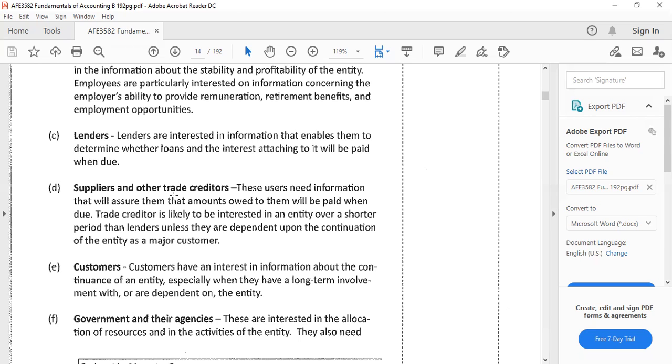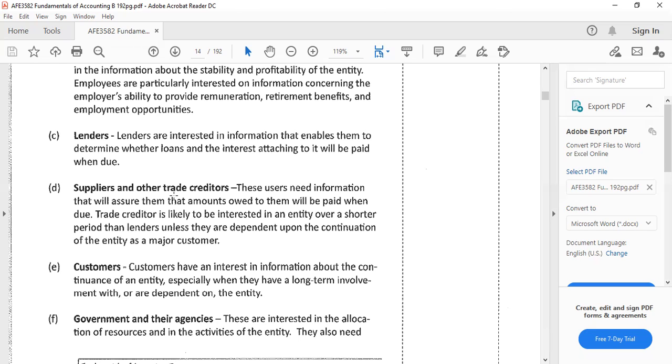And then we have customers. Customers are also users of financial statements. Now, customers have an interest in information about the continuity of an entity. They would want to see whether the business is really able to continue in the foreseeable future, or probably we are just wasting our money.